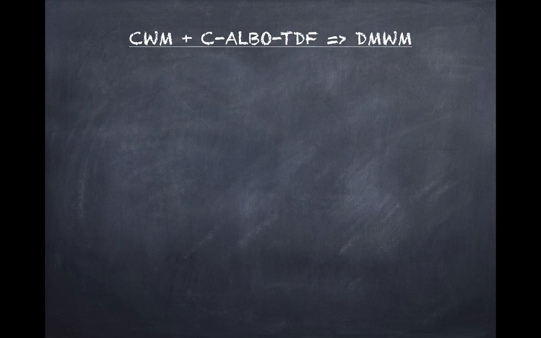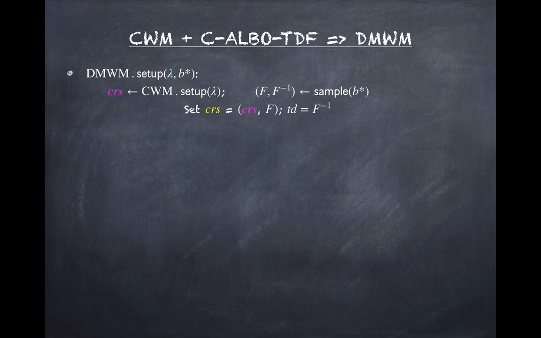So given a cumulative All-But-One lossy TDF and a compact witness map, we show how to construct a dual mode witness map. Recall that the setup of a dual mode witness map takes as input an injective branch B star. So to run the setup, we first run the setup of the CWM to generate a CRS for it and sample a function f along with its trapdoor f inverse using B star as the injective branch of the trapdoor function. And we set the CRS to be the description of the function and the CRS under the CWM. And the trapdoor is f inverse.